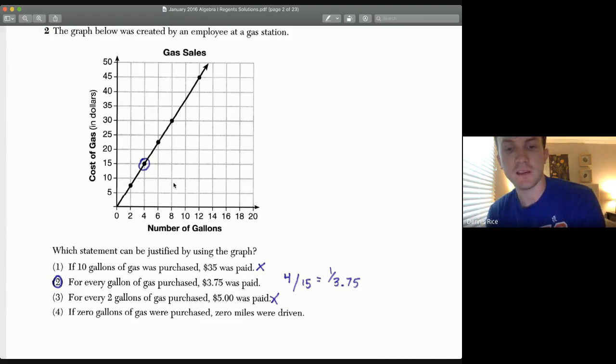Every gallon of gas, $3.75 was paid. Now, you can't see that explicitly on the graph, obviously, right? 3.75, you're not going to see that. But you can choose a nice number. I can choose 15 or 4 comma 15, I guess, as a coordinate, which would be choice 2.